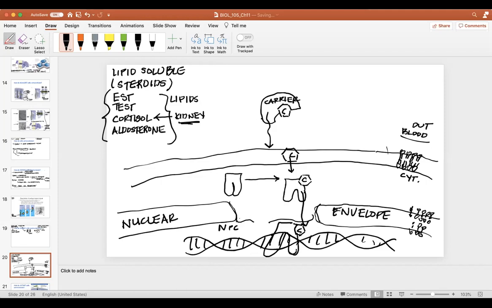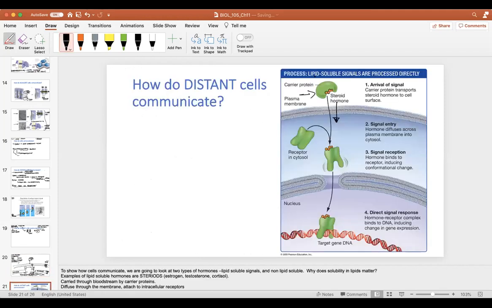So let's walk through this one more time, but let's do it using a little bit better graphic. So here we are. We have our steroid hormone, and it is bound to a carrier protein, and we're going to use cortisol as our example of our steroid hormone. This is a lipid-soluble molecule, so when the steroid hormone arrives at the cell, it's able to pass through the cell membrane. Once inside the cell, it binds to a receptor, inducing a conformational change.